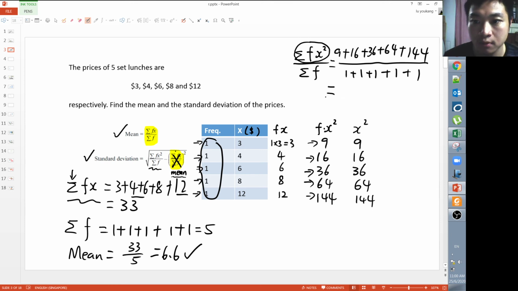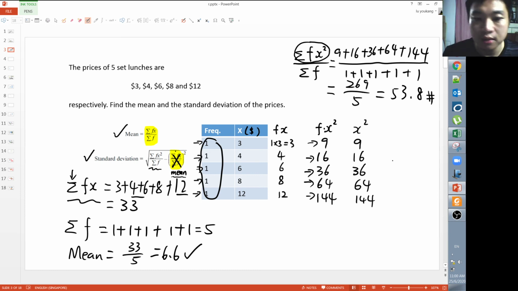So now you can actually figure it out with your calculator. Let me take out my calculator. I have 9 plus 16 plus 36 plus 64 plus 144, and we have 269 for the numerator, over 5. And what do you get? Divided by 5, you will get 53.8.